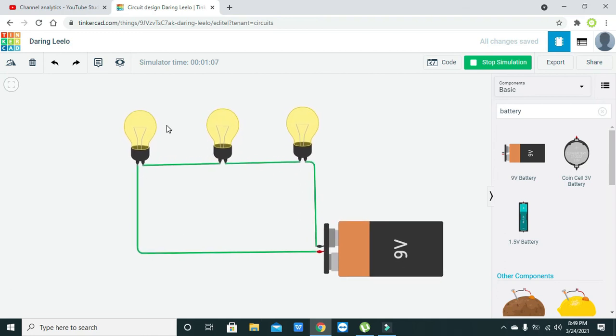So hopefully you got the concept, and now you can make your series circuit inside the Tinkercad.